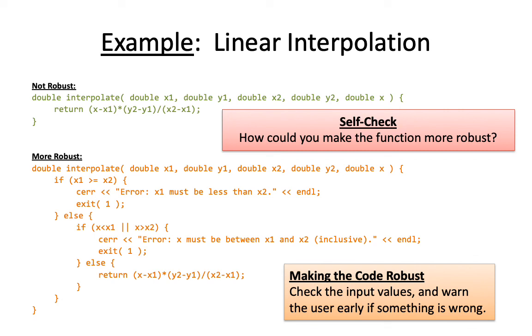So again, in making the code robust, what we've done is we've checked all the input values and warned the user early if something was wrong.